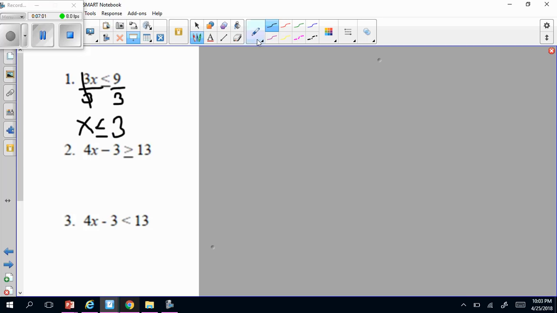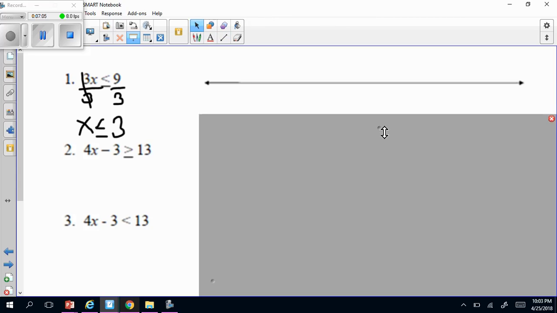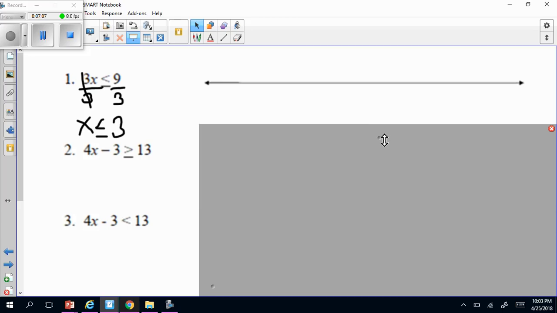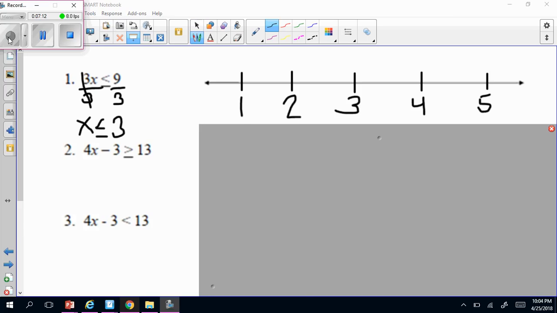Now, what I want you to do next is to graph this on a number line. So go ahead and graph this on a number line. Pause the video. So your number line may look different from mine, but the important thing is to have the number 3 in there, with any numbers to the left, to the right.